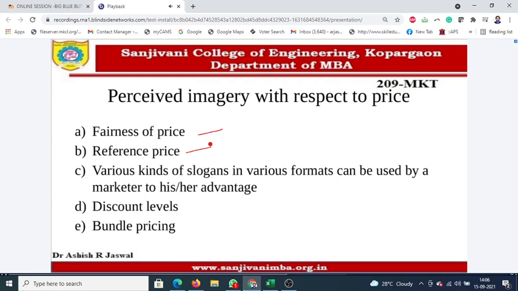Similarly, we also need to understand that various kinds of slogans in various formats can be used by the marketer to his or her advantage. Let us try to understand that with the help of an example.